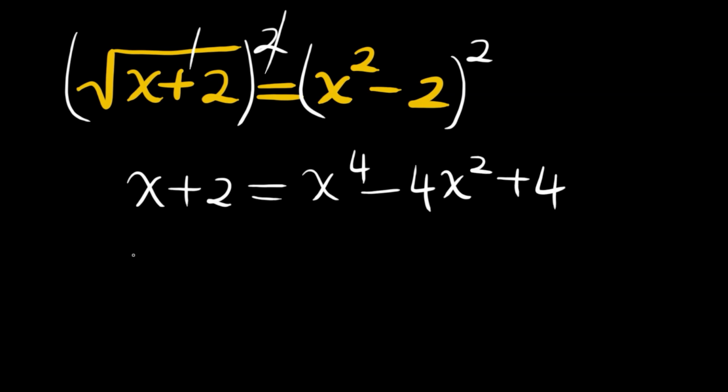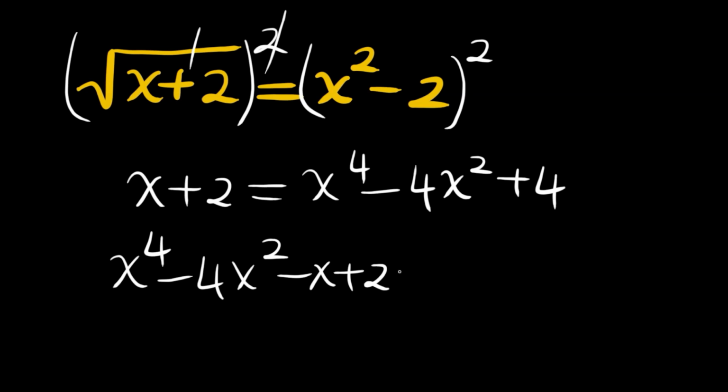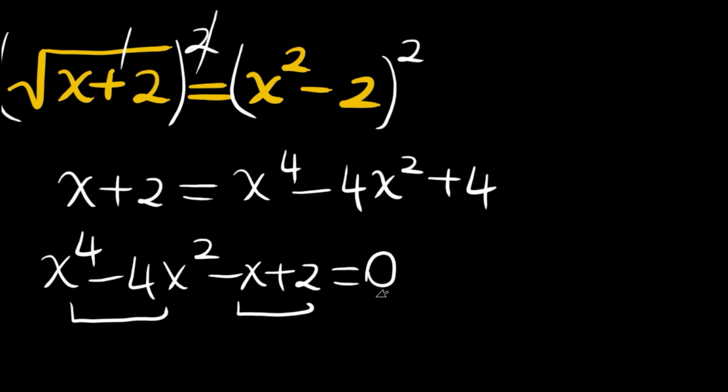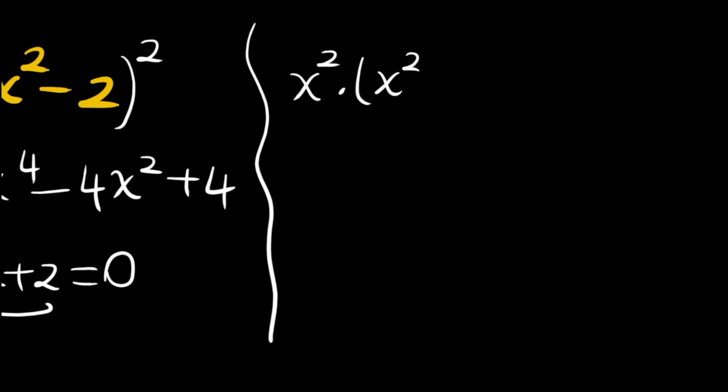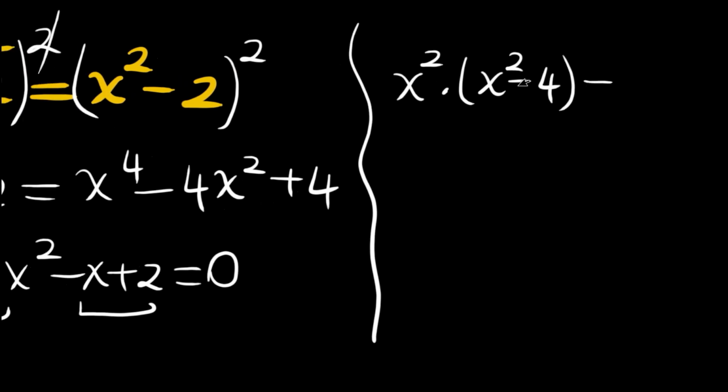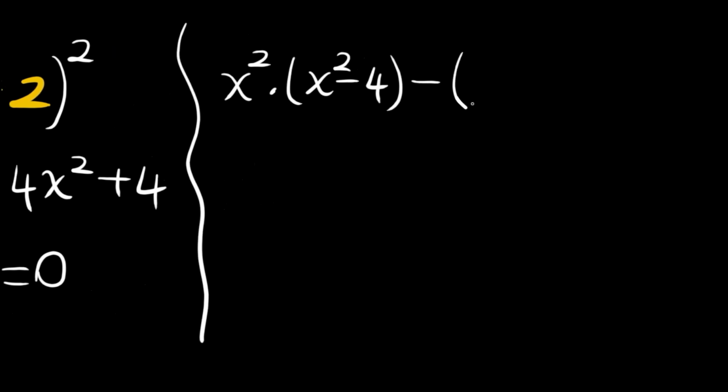Having everything on the same side, x to the power 4 minus 4x squared minus x plus 2 is equal to 0. Now we will group the first two and last two terms to factorize. The first two terms have common factor x squared, so we will write x squared times (x squared minus 4), and the other one, with the negative factored out, we have negative (x minus 2) is equal to 0.